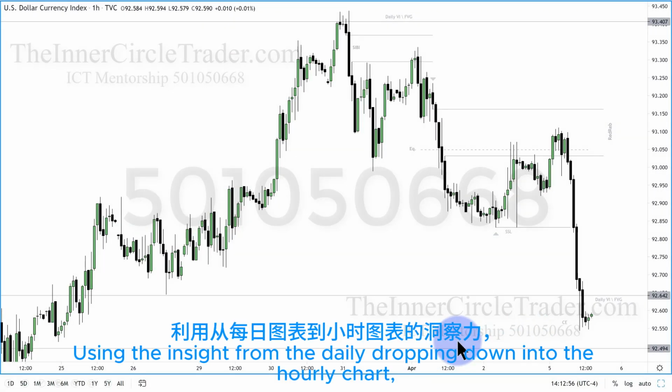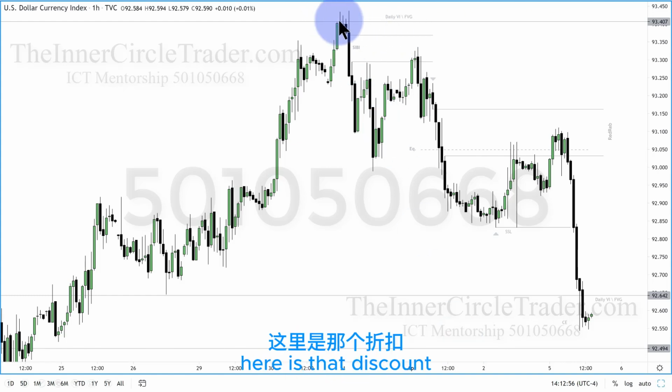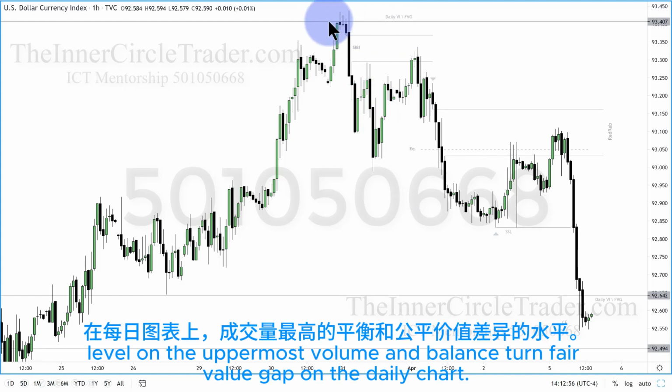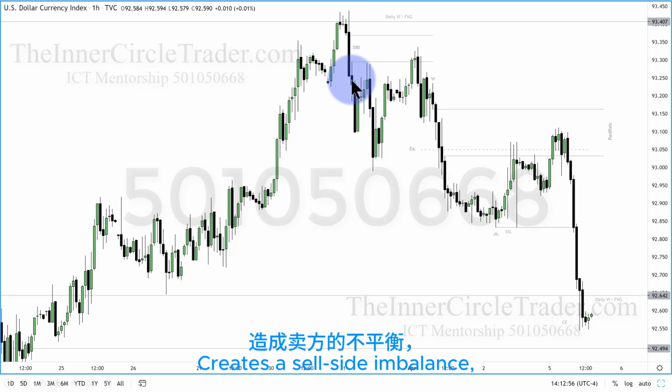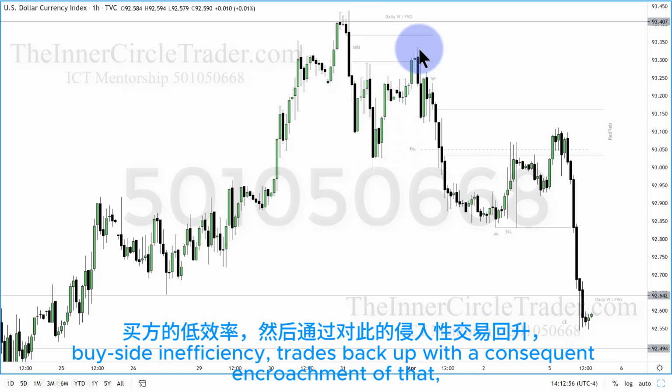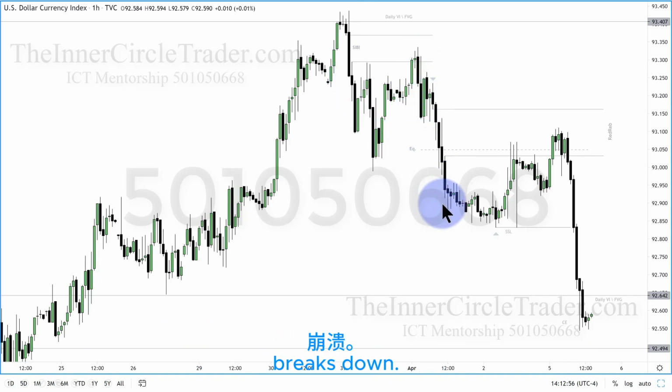All right, using the insight from the daily, dropping down into the hourly chart, here is that discount level on the uppermost volume imbalance turned fair value gap on the daily chart. That's it, trading into it here. Creates a sell side imbalance, buy side inefficiency, trades back up with a consequent encroachment of that, breaks down.